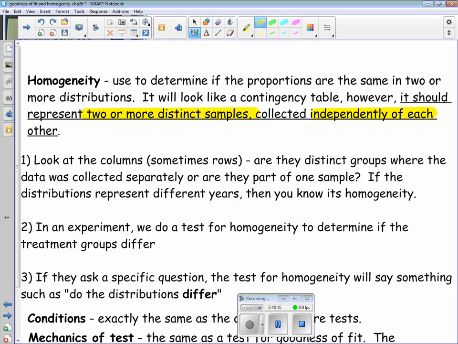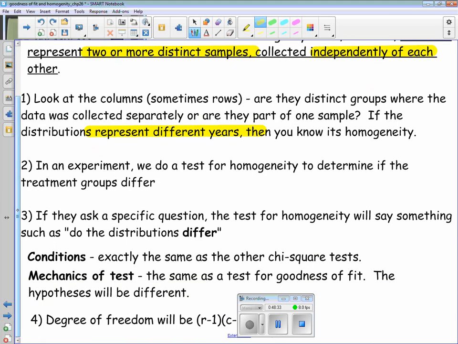Oftentimes we look at years. If it represents different years, that's going to automatically be homogeneity, because you know that it's one thing connected to two different samples. Another example of what could be homogeneity is an experiment, and you have different treatment groups. How do the treatment groups differ from one another? That could be homogeneity. The key is to look at the scenario, look at the context, and see: are there two independent samples? Is there one variable that I'm measuring? Is it qualitative? And go from there.